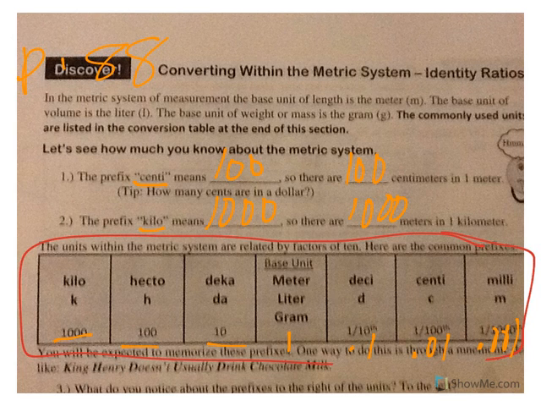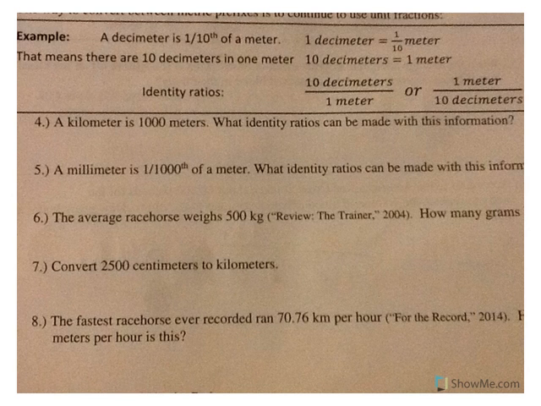Now, let's go to the bottom of page 88. All right, so let's just run through these. A kilometer is 1,000 meters. So remember, we can write that two different ways. We can put 1 kilometer over 1,000 meters, or 1,000 meters over 1 kilometer. Number 5, a millimeter is 1/1000th of a meter, right? So it's smaller. So 1 meter is the same as 1,000 millimeters, or again, we can write that the other way, 1,000 millimeters over 1 meter.